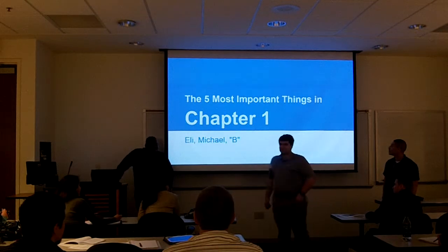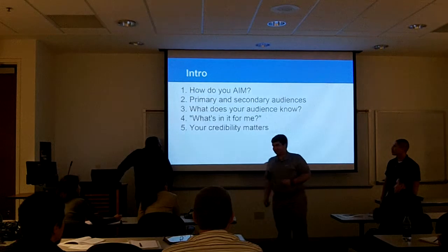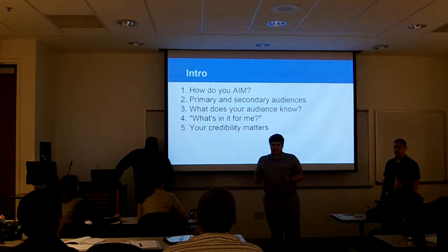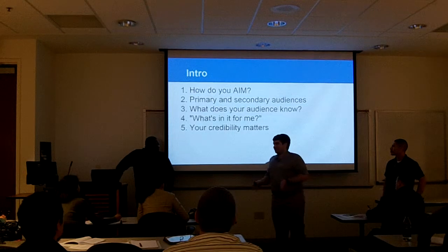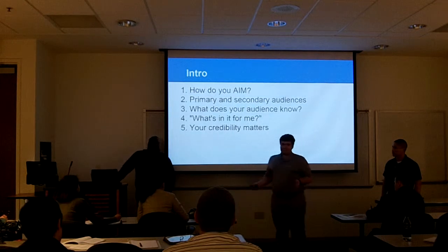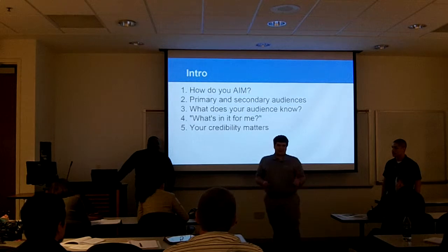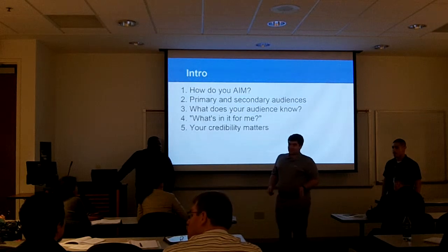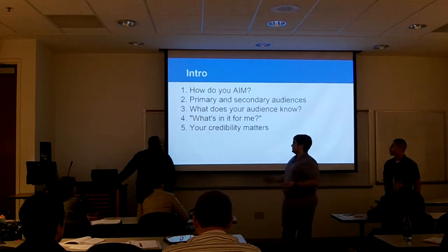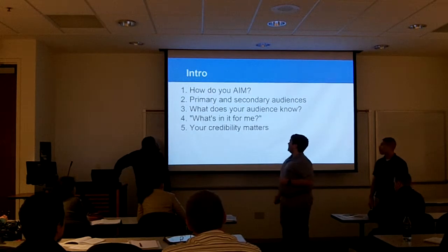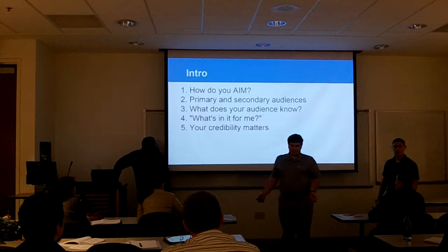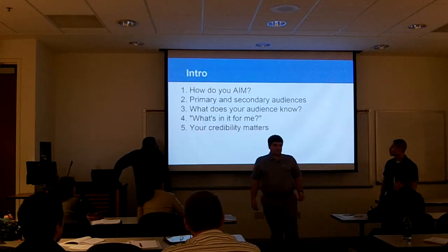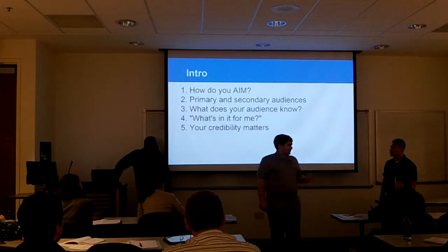And we're going over chapter 1 in your book, which I hope you all have read, right? So just a quick intro about what we're going to talk about. The 5 important things in chapter 1 are, first, how do you aim? Aim is introduced in chapter 1, and chapters 2 and 3 go over the second two parts of it, but we'll still talk about the introduction of it. We'll talk about the primary and secondary audiences and what your audience knows, figuring that out. And Eli is going to talk about what's in it for me, and why your credibility matters, and he's going to do the quiz for us.